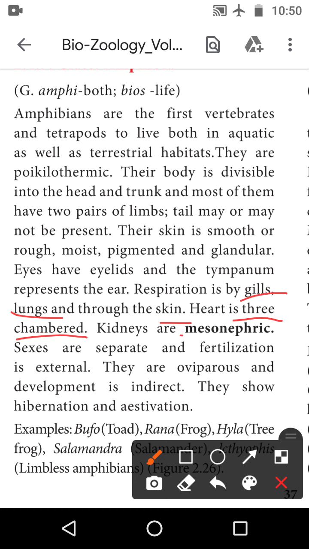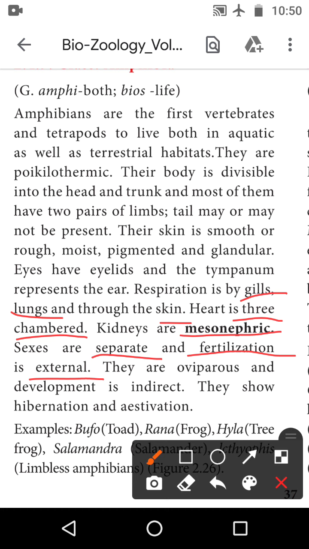The kidney is mesonephric. The excretory organ is the mesonephric kidney. Sexes are separate: male and female are separate bodies. And fertilization is external. Already, fertilization means the fusion of the gametes.